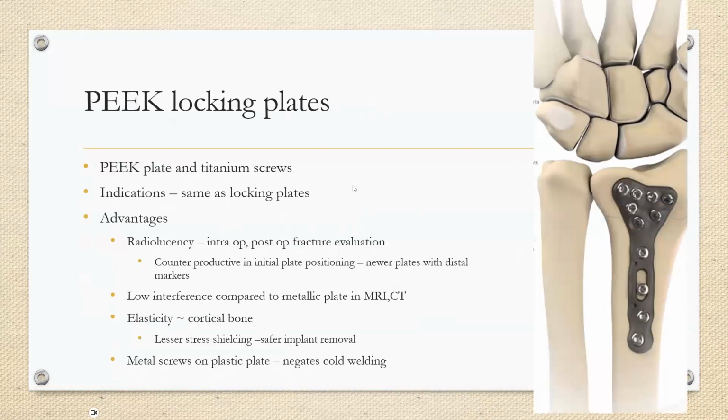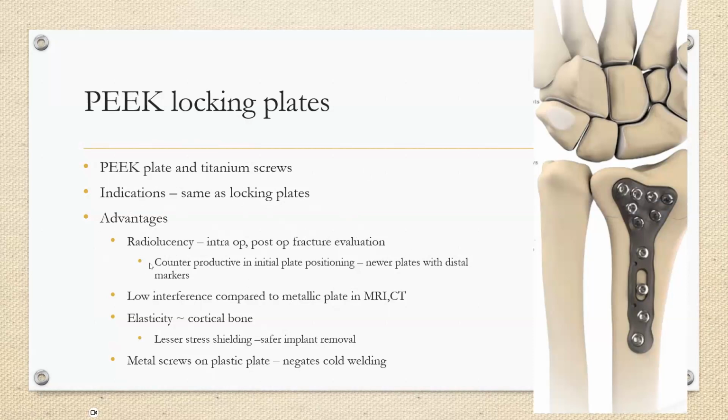Next, coming to the PEEK locking plates. These are just modified versions of conventional locking plates, using the PEEK plate with titanium screws. Indications are similar to the locking plates. The primary advantage is the radiolucency of the PEEK plate, which helps for both intra-op reduction as well as post-op fracture evaluation for healing.